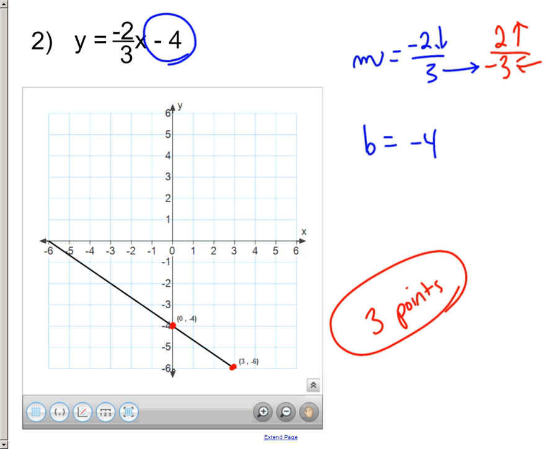So we went down two and over three, but now we can go up two, back to the left three, and keep doing it. Up two and back to the left three. And we're back on the line again. Up two, back three. And so that lets you be able to get more points to make sure, hey, am I doing this correctly?